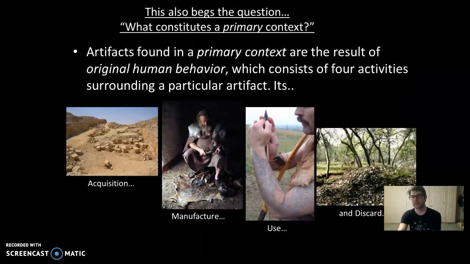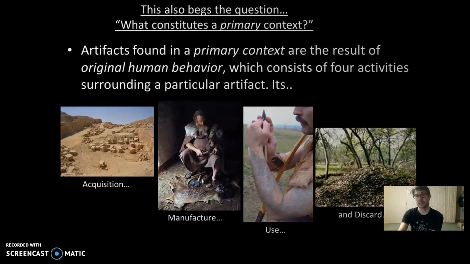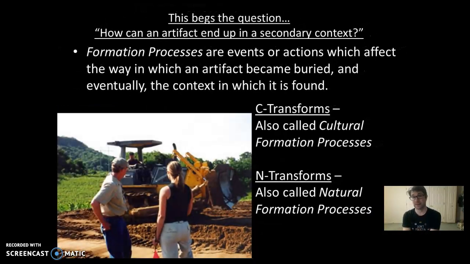So what do I mean by this? Well, artifacts that are found in context are part of what we call original human behavior. This means that you get the stuff to make the artifact, you manufacture the artifact, you use it, and then you throw it away. Formation processes are what happen to that context after it's been buried. And these can be C transforms, or cultural formation processes, or N transforms, or natural formation processes. If there's an earthquake and it knocks something over and messes up the stratigraphy, that's an N transform. If there's a lot of flooding or erosion that moves soil layers, that's also an N transform.